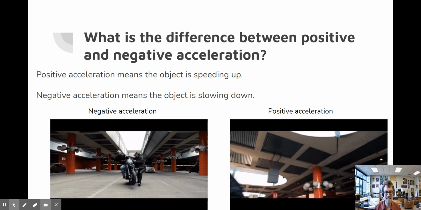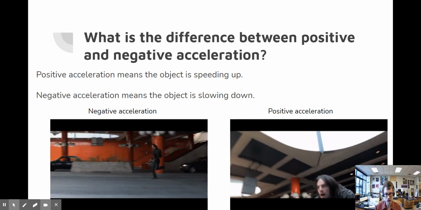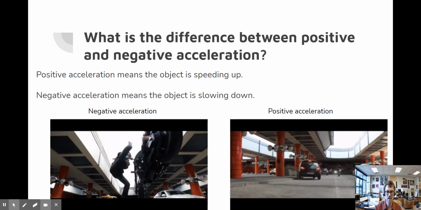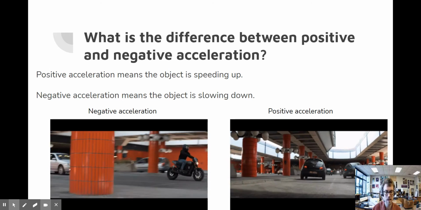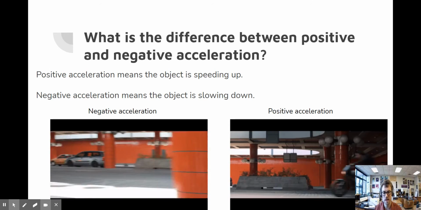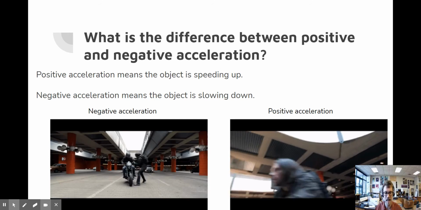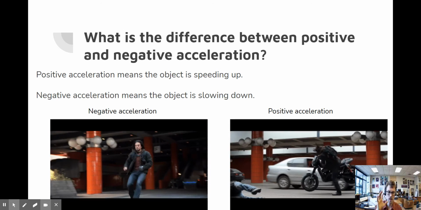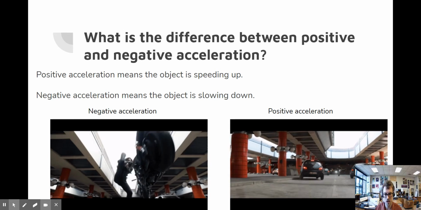What is the difference between positive and negative acceleration? Okay, I mentioned at the beginning that we could either have positive or negative accelerations. A positive acceleration means that the object is speeding up, it is going faster. A negative acceleration means that the object is slowing down. Okay, so a positive acceleration, speeding up, negative acceleration, slowing down.